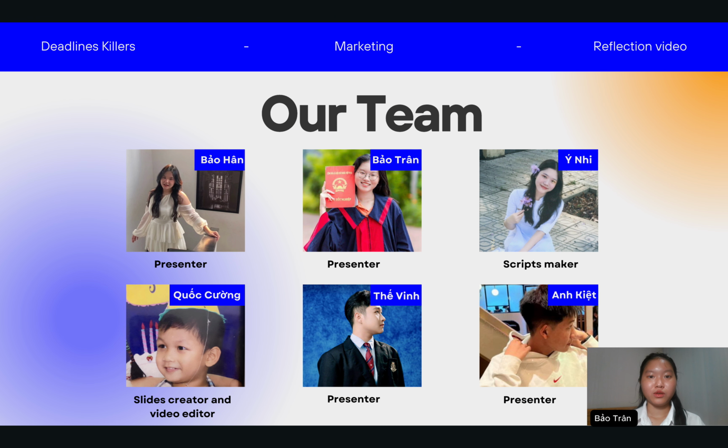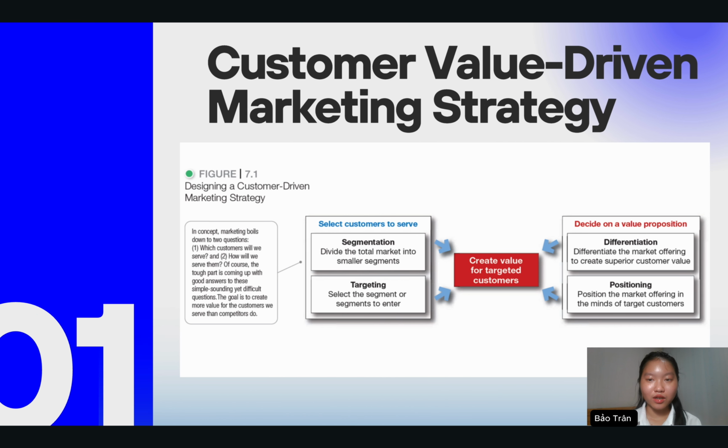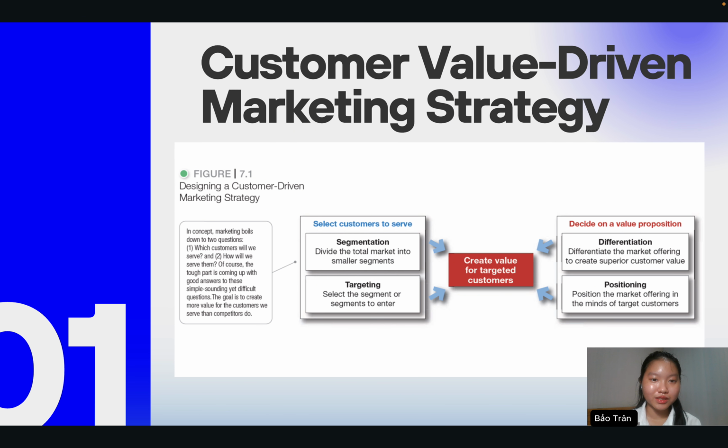So today we will cover chapter 7, focusing on customer value driven marketing strategy. This strategy involves four key steps: segmentation, targeting, differentiation, and positioning. Companies cannot appeal to all buyers in the same way. So they identify market segments, select them, and develop products with marketing mixes tailored to each.